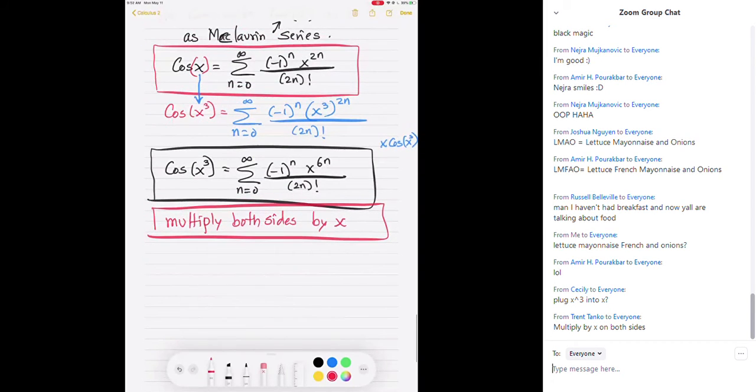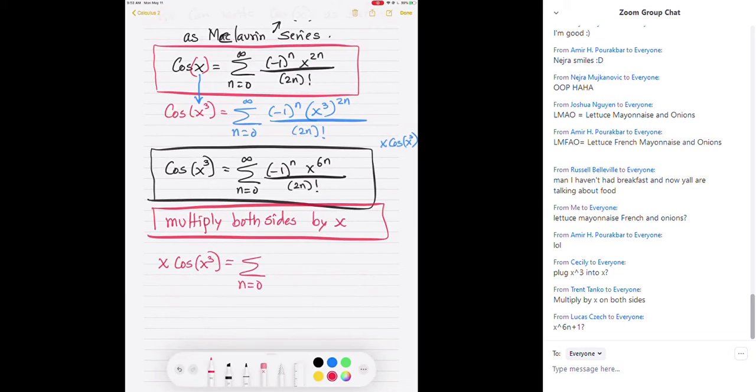Okay, so I have x cosine of x cubed is the summation n equals 0 to infinity, (-1)^n x^(6n+1) over (2n)!. There we go, Lucas. Beautiful. Now what? You wanted to integrate that?